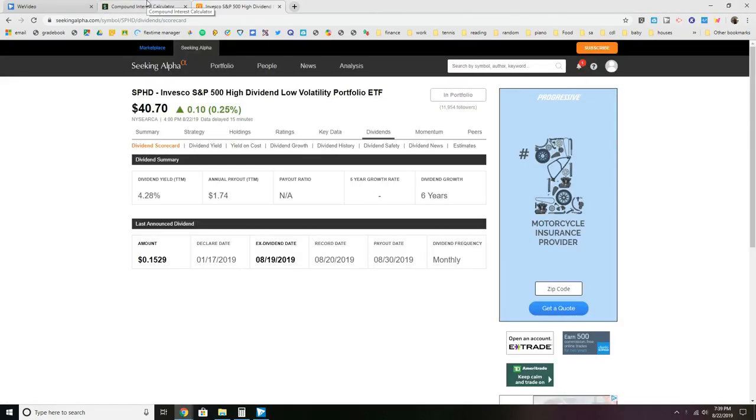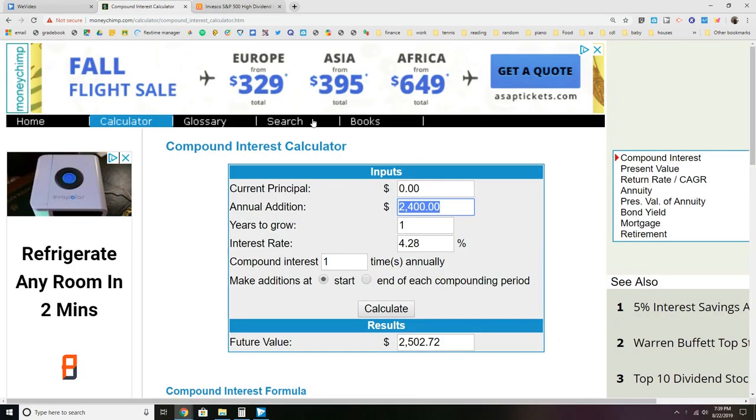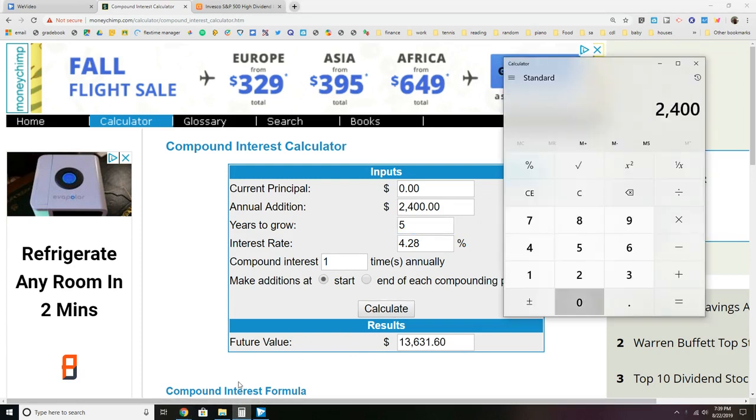Finally, let's look at compound interest with dividends and see how much you could actually grow. So we're going to add $2,400 per year, $200 a month. Instead of 1 year to grow, let's do 5 years. If you do the normal math, it's 2,400 times 5. You contributed $12,000. Your future value, though, is $13,361. That's $1,600 extra, again, just by regularly contributing. That's almost a year's extra pay.